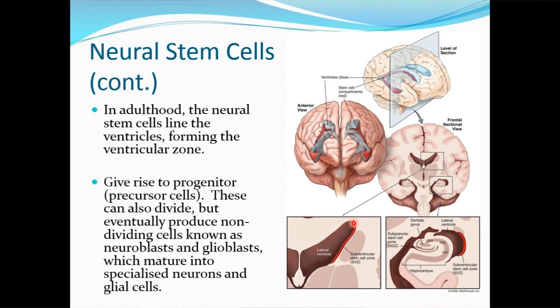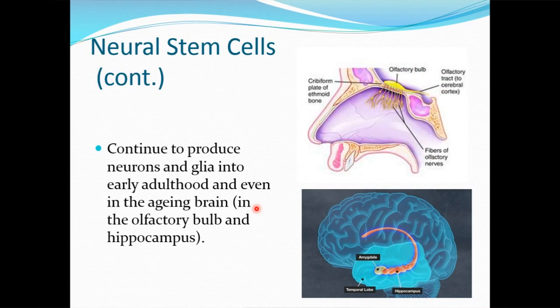Okay. And they give rise to progenitor or precursor cells. These can also divide, but eventually produce non-dividing cells known as neuroblasts and glioblasts, which mature into specialized neurons and glial cells. Okay. Now, these stem cells continue to produce neurons and glia even into early adulthood and even in the aging brain, but only in two places, in the olfactory bulb and in the hippocampus.